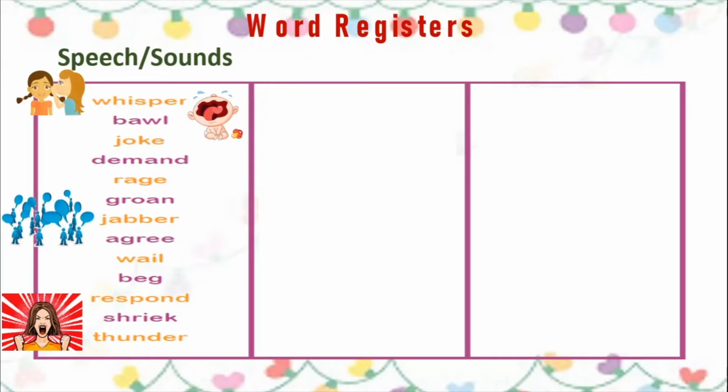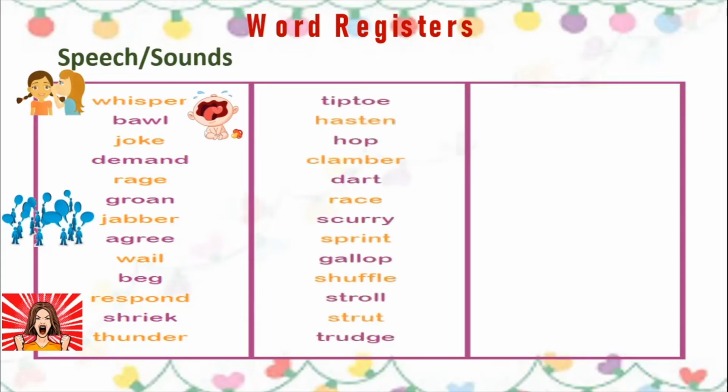Now let us look at some more examples of word registers. Look at this example of a word register. Look at the first word. It is tiptoe. What is the meaning of tiptoe? It means to silently walk without making sound. So it is just like whispering. Whispering, you say something quietly. When you tiptoe, you quietly walk into a room, or you quietly walk out of a room, or you do not make any noise when you're moving. That is called tiptoe.